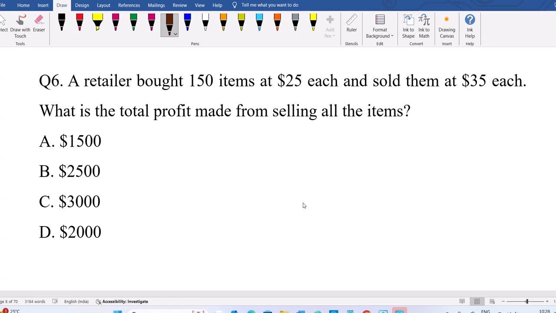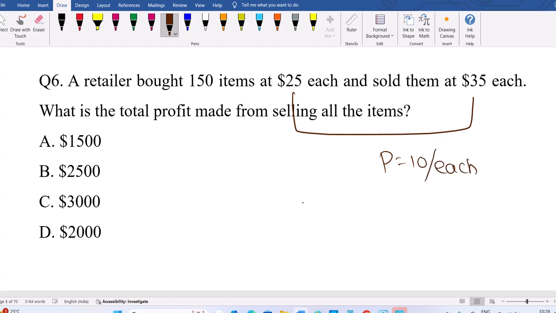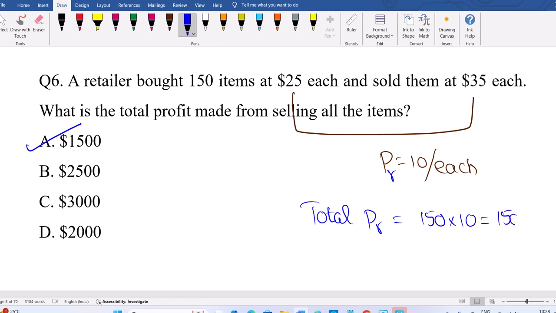This question is also very easy. They purchased it for 25 and sold it for 35. What is the profit? 10 on each. How many items did they sell? 150. So the total profit is 10 into 150. This is a very easy, single-line question actually. Hardly 10 to 20 seconds to complete. Bought means cost price; sold means selling price.